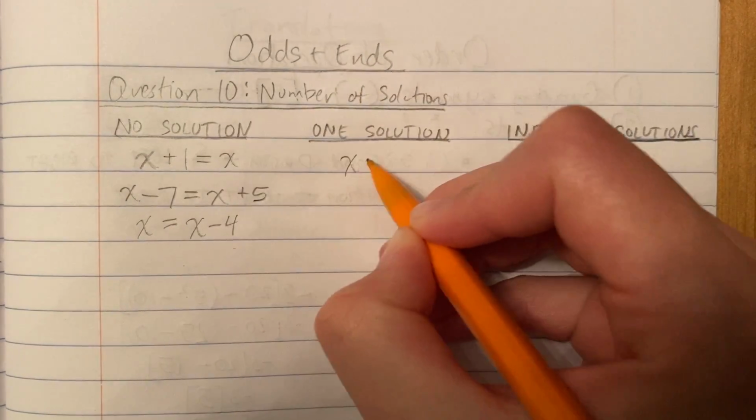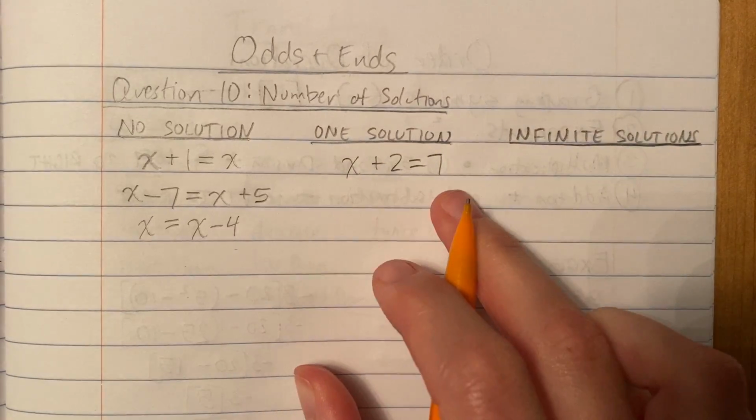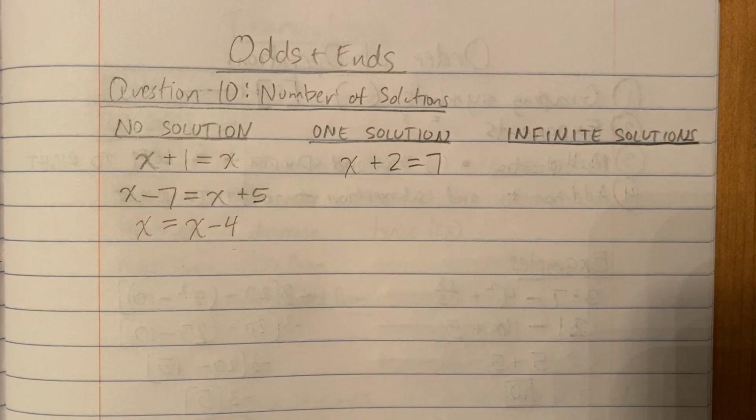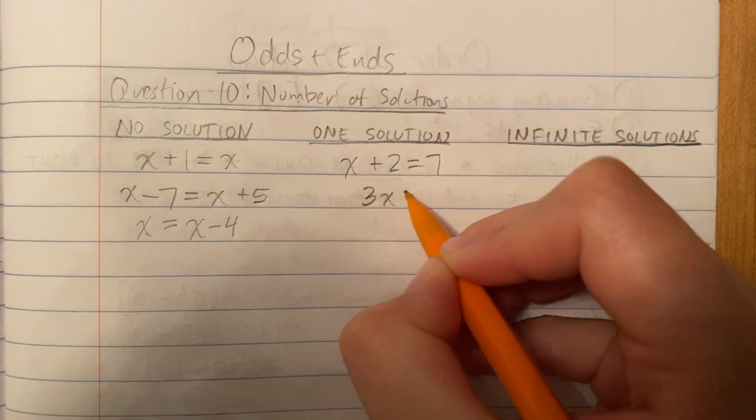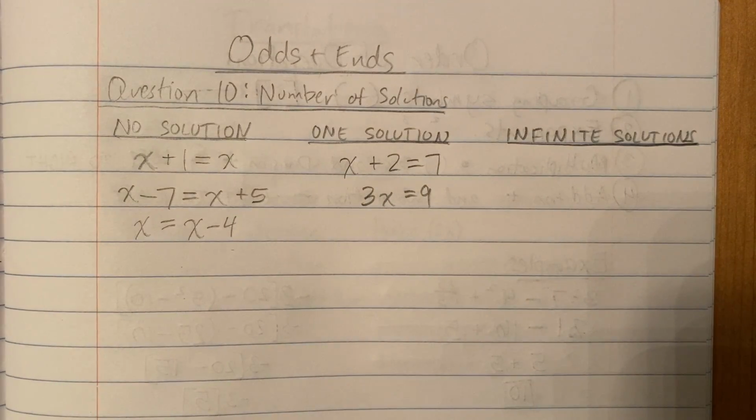Now, where you might have one solution, this is the stuff we've been doing all along, right? Like here, I would subtract 2 from both sides. I get x equals 5. That's the one solution. X is equal to 5, so 5 is the solution. And here also has just one solution. 3x equals 9. I would divide by 3, right? And then I would get x equals 3, and that would be the one solution.